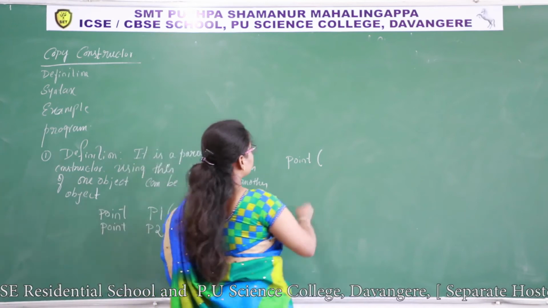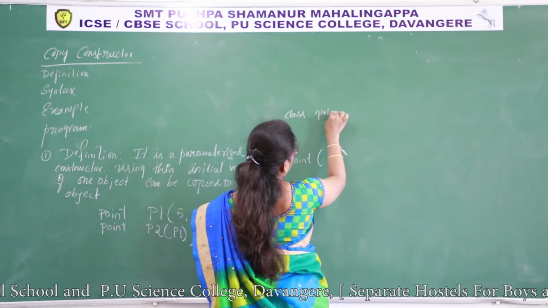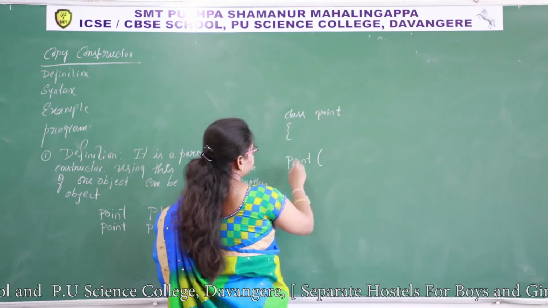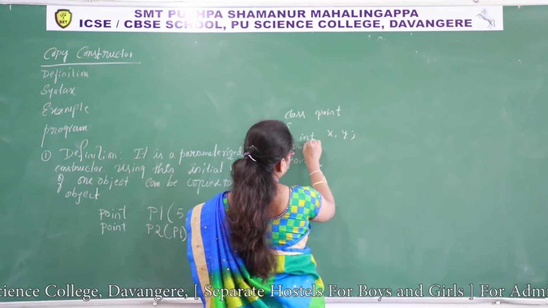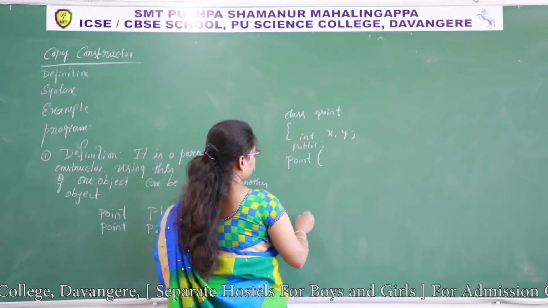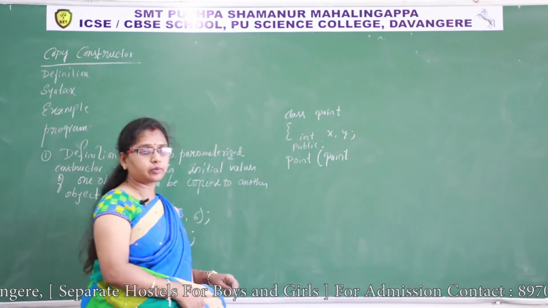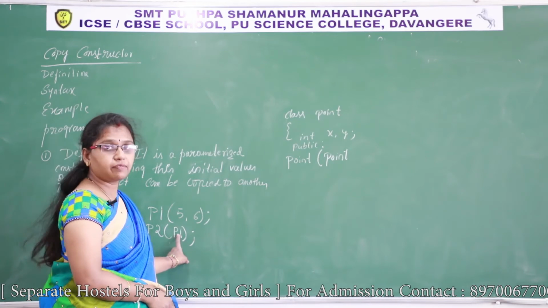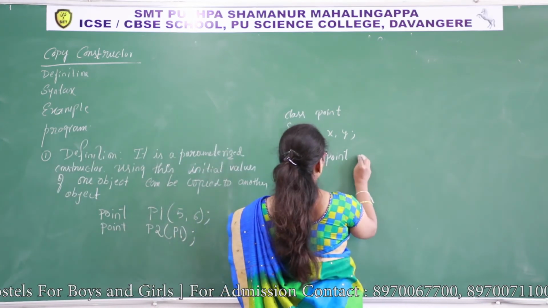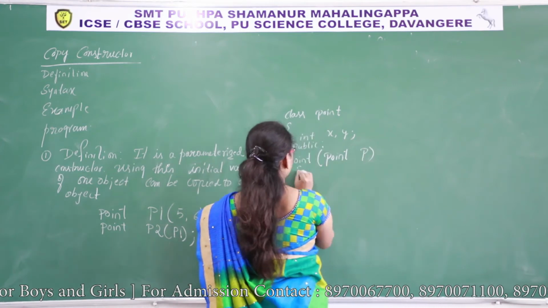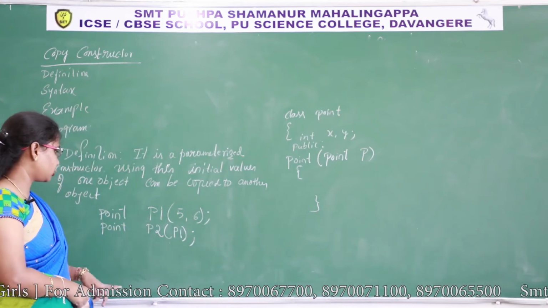So you must take, if the class is Point, class Point, open flower bracket, int x, y in the public section, Point. Isn't it? Which type of argument are you passing? P1. P1 which type? Point type. So I must take a Point type argument here. I'll take P here, open parenthesis, close parenthesis. I'll write the body of the constructor later.